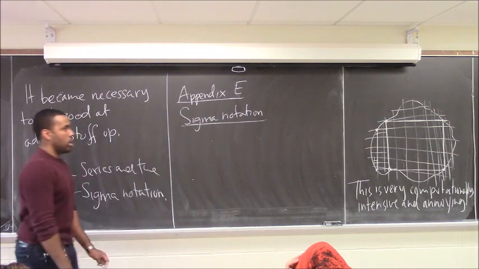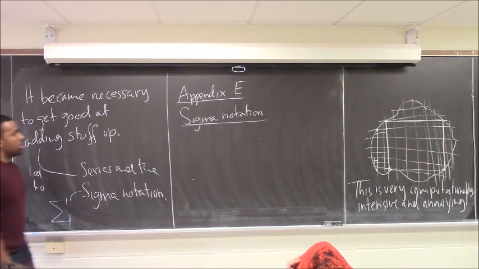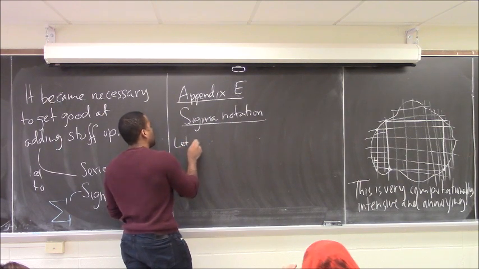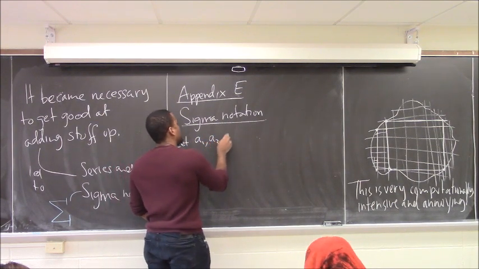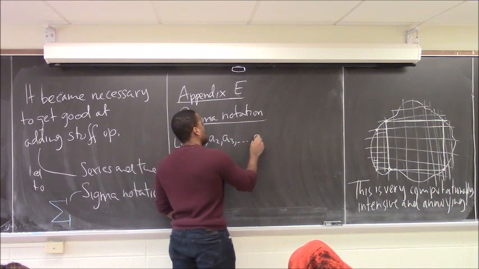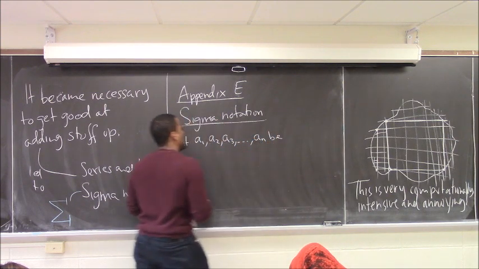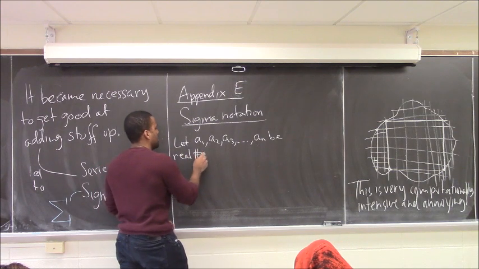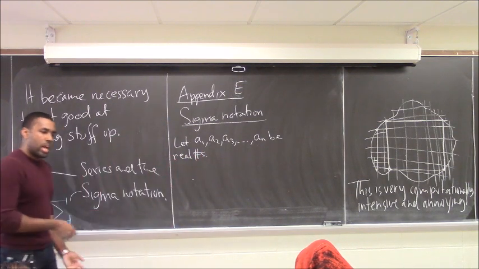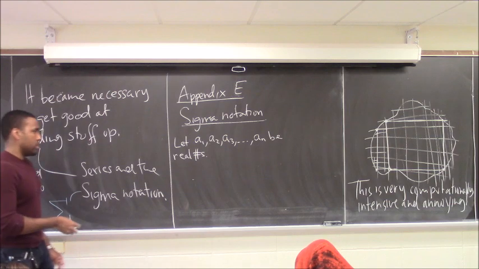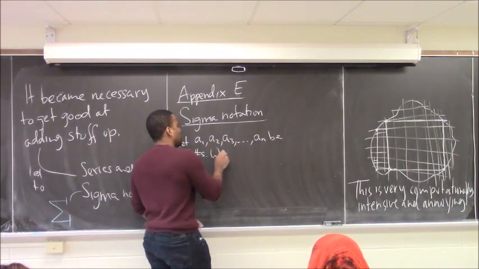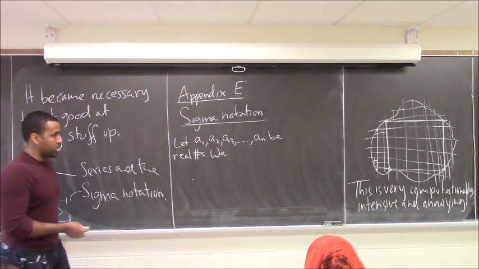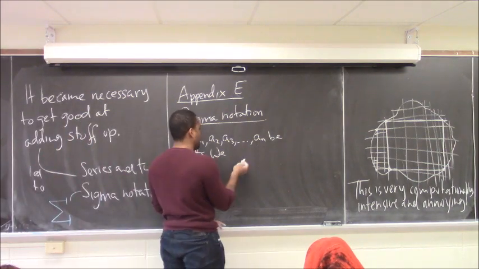And this is basically now we're going to learn how to add stuff up. And so, let A1, A2, A3, AN be real numbers. Let's say I have a list of real numbers and I want to add them up. First of all, we have to look cool while we're doing it, so we're going to come up with a nice little notation for saying we're adding stuff up.